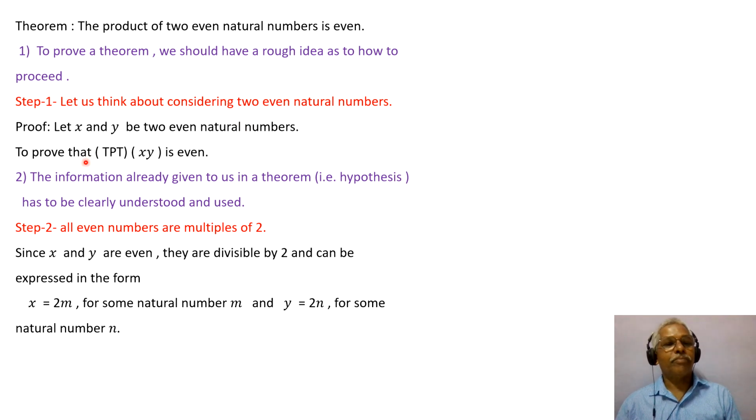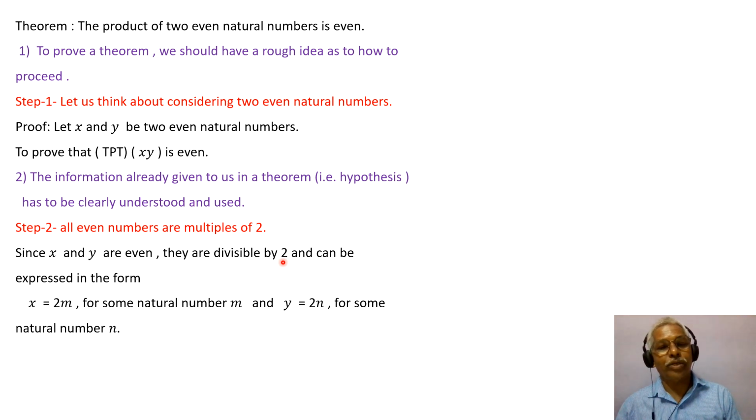This is just the first step of how to proceed. Second, the information already given to us in a theorem, that is the hypothesis, has to be clearly understood and used. So you have to read this very carefully always. So step 2: all even numbers are multiples of 2. We are talking about even numbers and you can take advantage of this. Since x and y are even, they are divisible by 2.